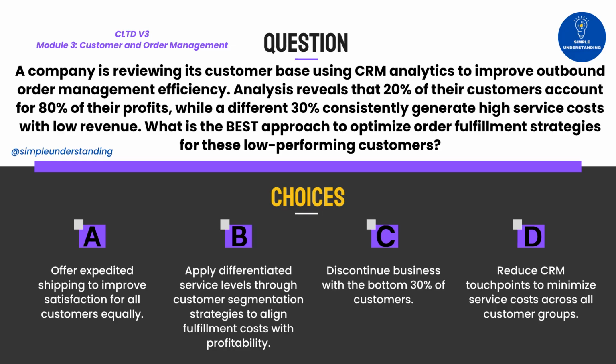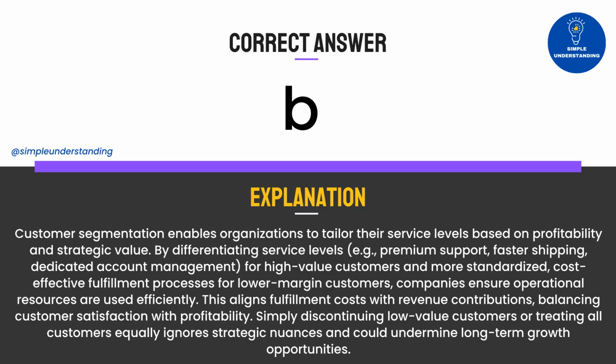A. Offer expedited shipping to improve satisfaction for all customers equally. B. Apply differentiated service levels through customer segmentation strategies to align fulfillment costs with profitability. C. Discontinue business with the bottom 30% of customers. D. Reduce CRM touchpoints to minimize service costs across all customer groups. Correct answer. B. Detailed explanation.